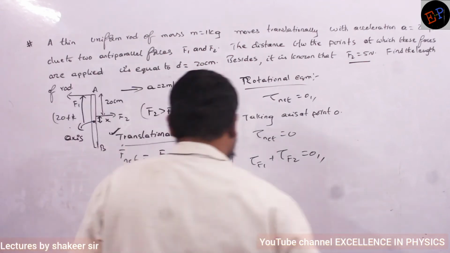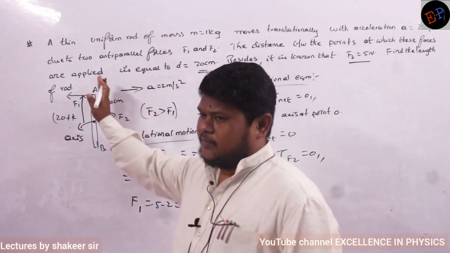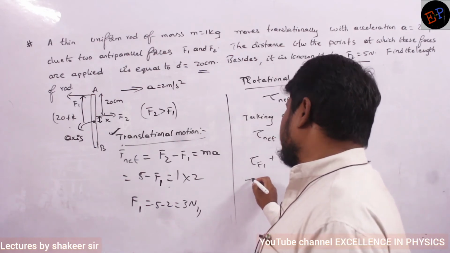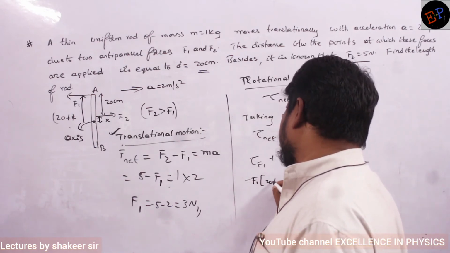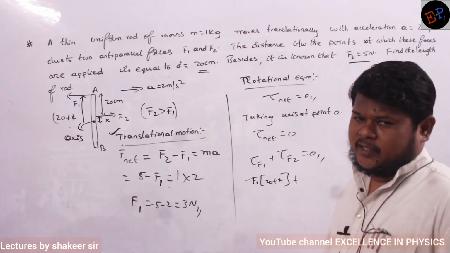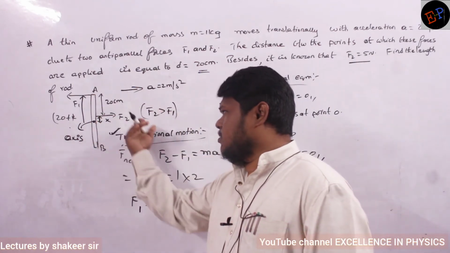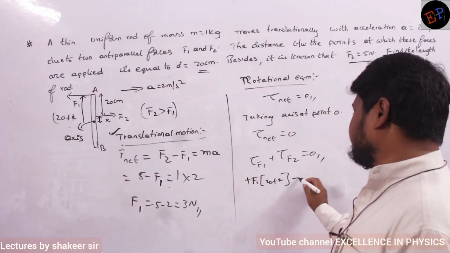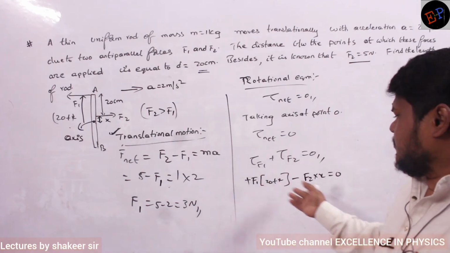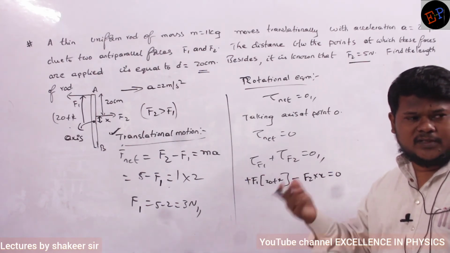So substitute. Torque due to F1 will produce positive torque or negative torque? F1 is responsible for anti-clockwise rotation, so it will produce positive torque. So I will write plus F1 into, and what is the distance? 20 plus x. Plus the torque due to F2. Torque due to F2 is clockwise, so negative torque. So minus F2 into x, total should be 0. F1 and F2 values we already know, so x is the only unknown quantity. So derive the x value, that is my answer.